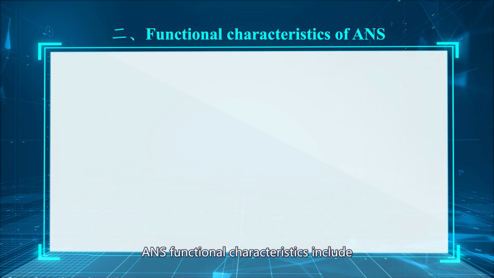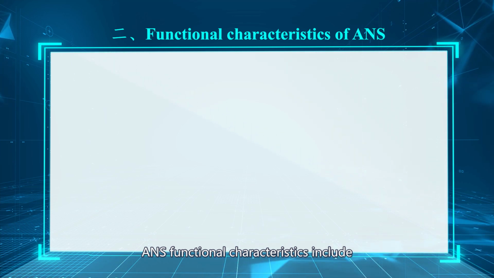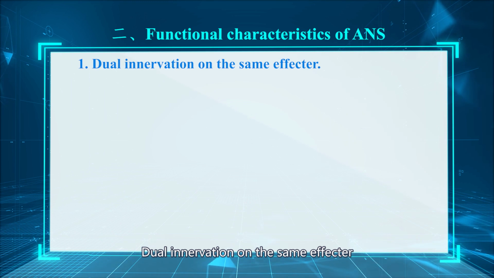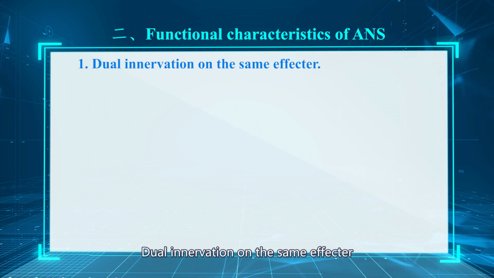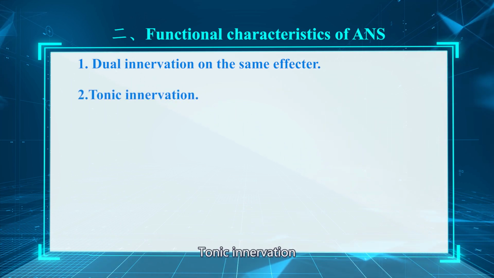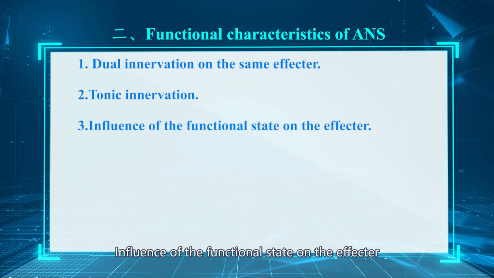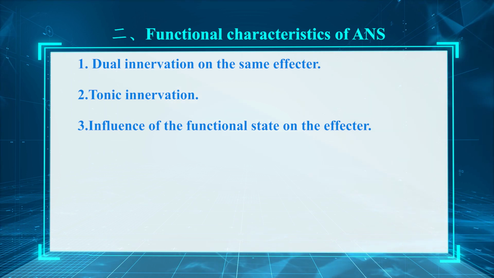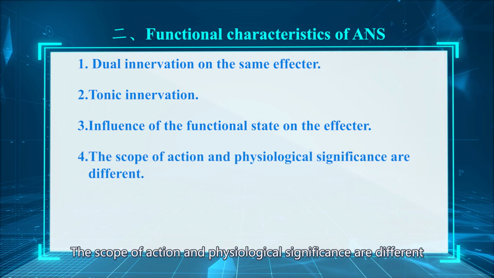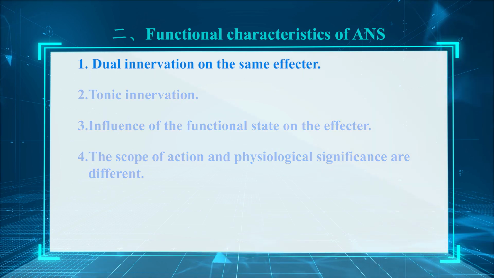ANS function characteristics include dual innervation on the same effector, tonic innervation, and influence of the functional state on the effector. The scope of action and the physiological significance are different.